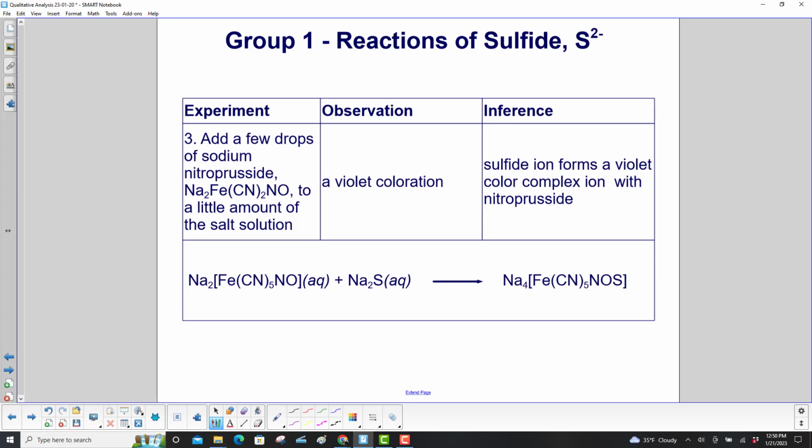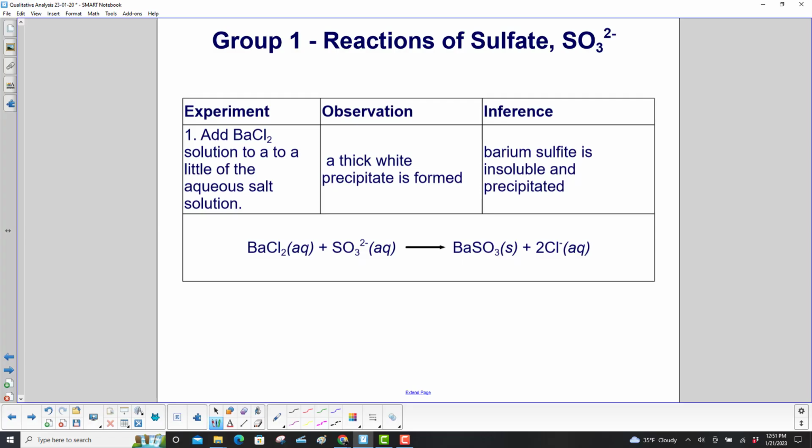3. Add a few drops of sodium nitroprusside, and here's the equation for that, to a little amount of the salt solution. Observation: a violet coloration. Inference: sulfide ion forms a violet color complex ion with nitroprusside, and of course, again, here's the equation. Moving on to sulfite reactions. Step 1. Add barium chloride solution to a little of the aqueous salt solution. Observation: a thick white precipitate is formed. Inference: barium sulfite is insoluble and precipitated.